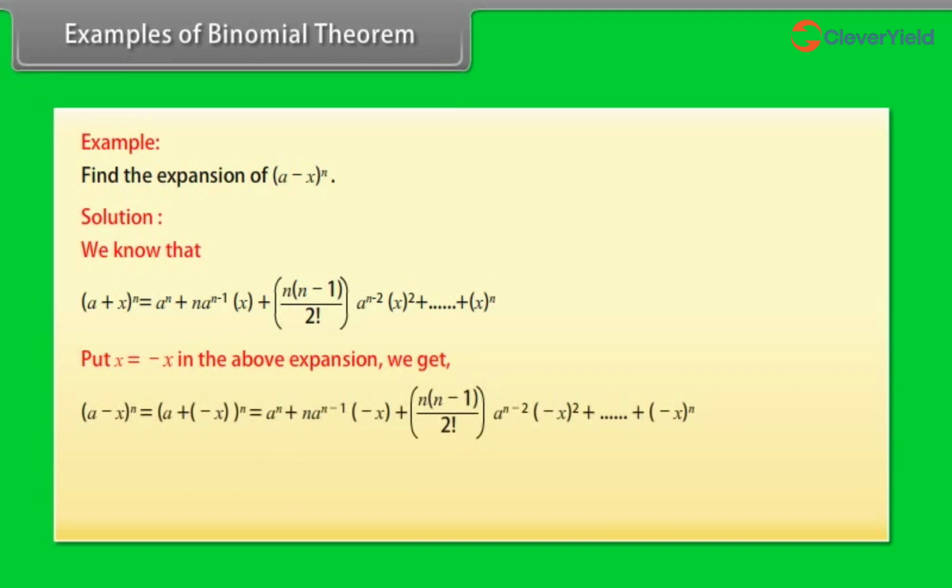We get a^n - n a^(n-1) x + n(n-1)/2! a^(n-2) x^2 and so on up to (-1)^n x^n.